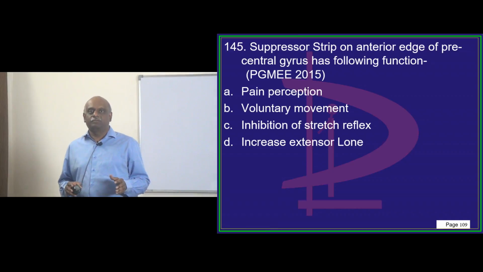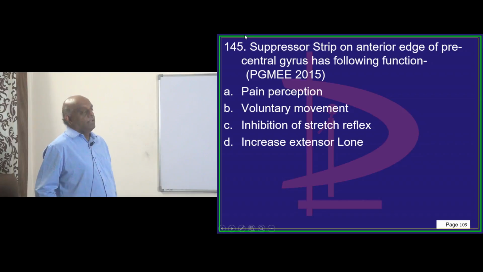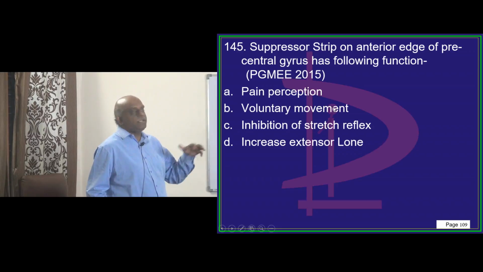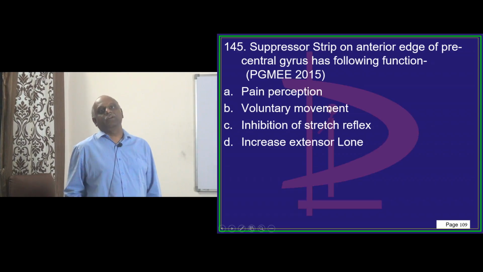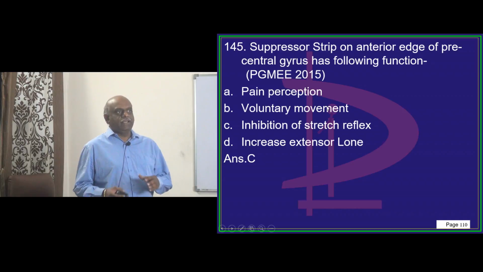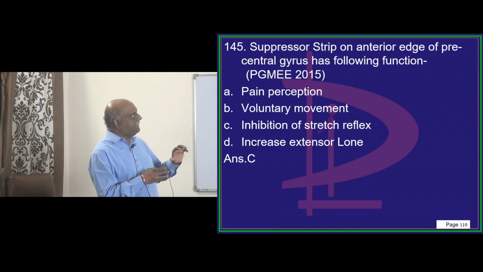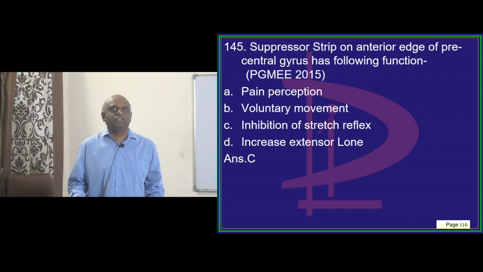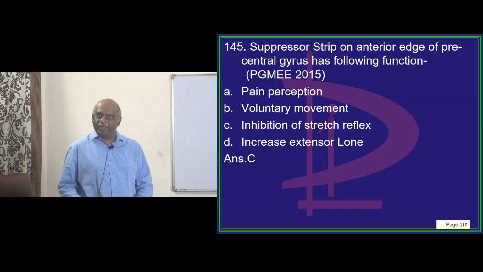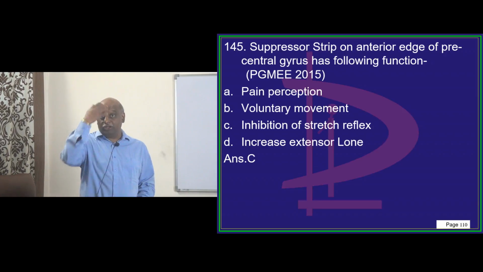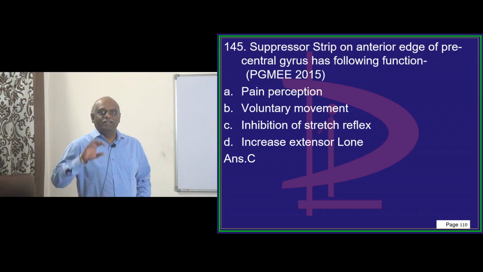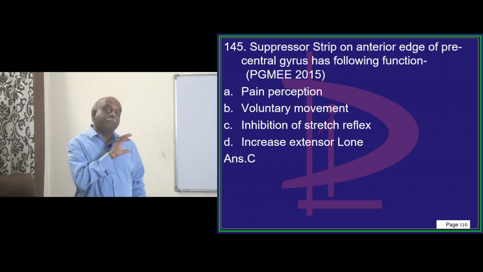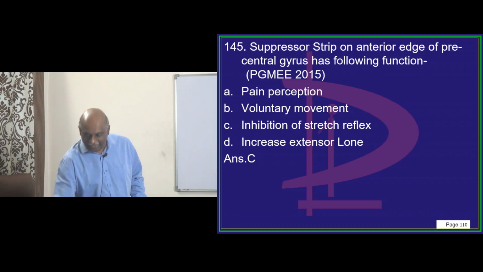Precentral gyrus is the motor area, right? In it there is something called the suppressor strip. What that suppressor strip is, is a very important question. Basically, this suppressor strip in the precentral gyrus motor area will lead to the inhibition of the stretch reflex. Stretch reflex is all locally mediated by the spinal cord. But centrally also there is a control on the stretch reflex. That is what is done by the precentral gyrus's suppressor area, is what you need to ultimately remember.